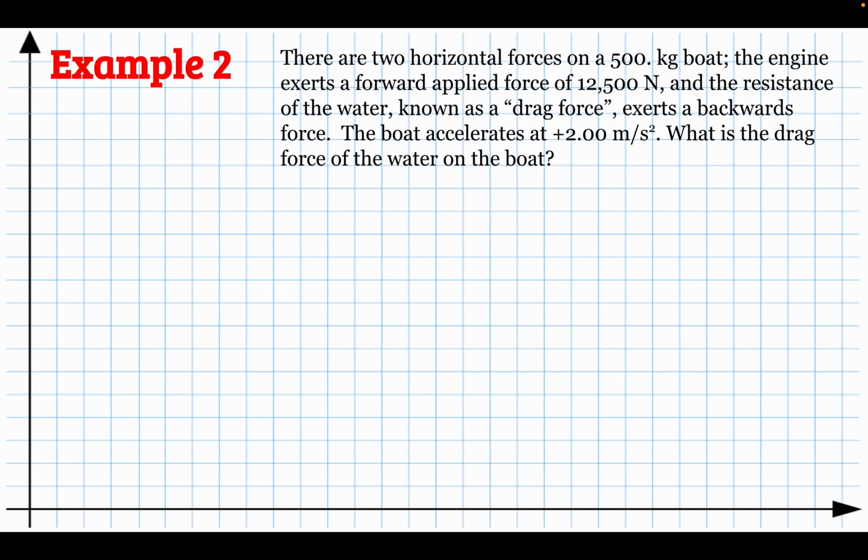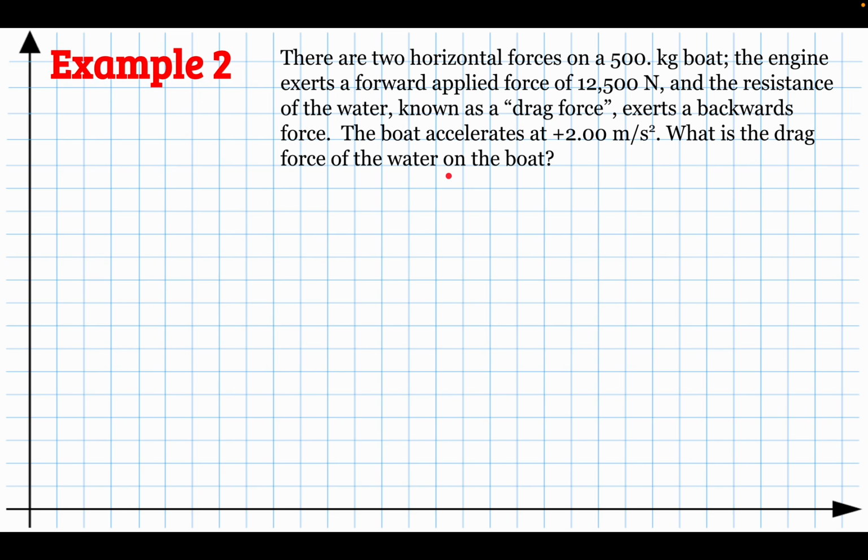Here we have two horizontal forces acting on a 500 kilogram boat. The engine exerts a forward applied force of 12,500 newtons, and the resistance of the water, which is called the drag force, exerts a backwards force, which is unknown. We know the boat accelerates at positive 2 meters per second squared, and we want to know what is the drag force of the water on the boat.